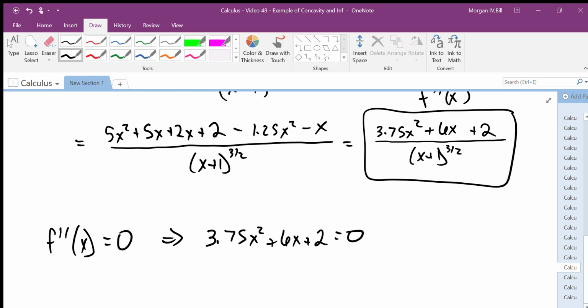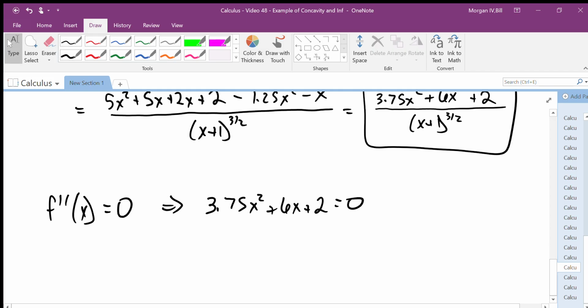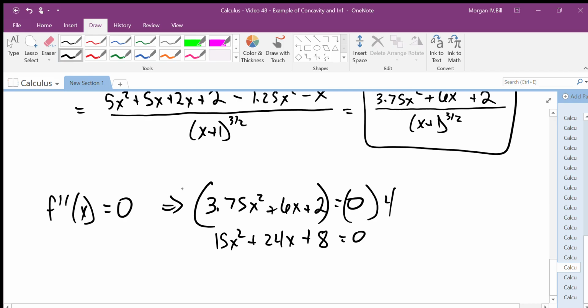It'd be fine. Quadratic formula here, great. I don't really like the 3.75 in there, although it's not bad. I might consider multiplying everything times 4 to get rid of the decimal. 3.75 times 4 is 15, and then everything else times 4. I might call this 15x squared plus 24x plus 8 equals 0. 0 times 4 is 0 still, so just multiplying both sides by 4, just to get rid of the decimal, but you don't have to do that. And then I don't know if this factors or not. Multiplies to 120, adds to 24. I'm not seeing it, so let's just go with the quadratic formula.